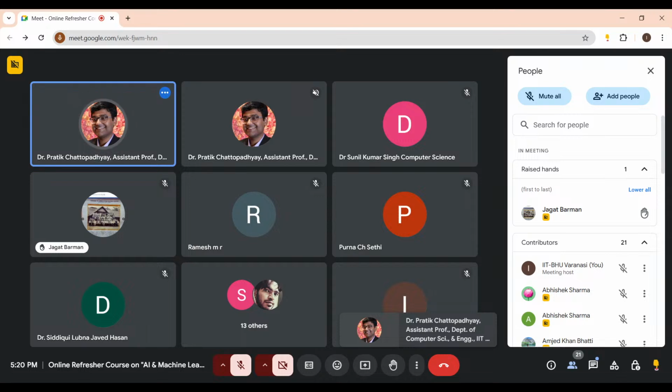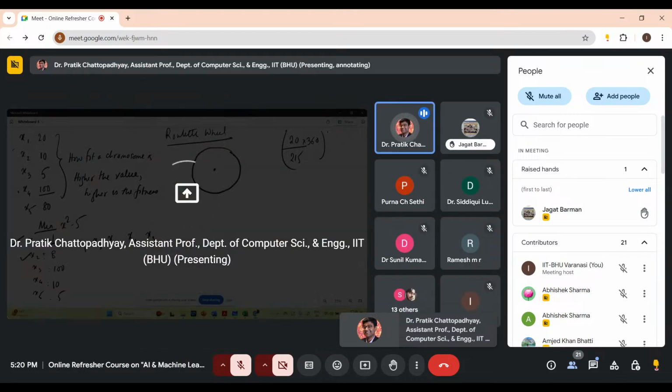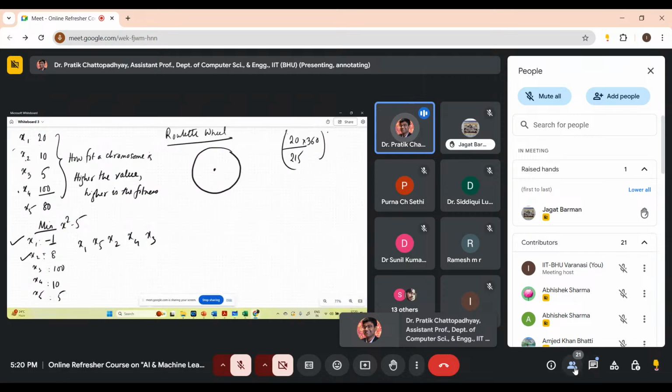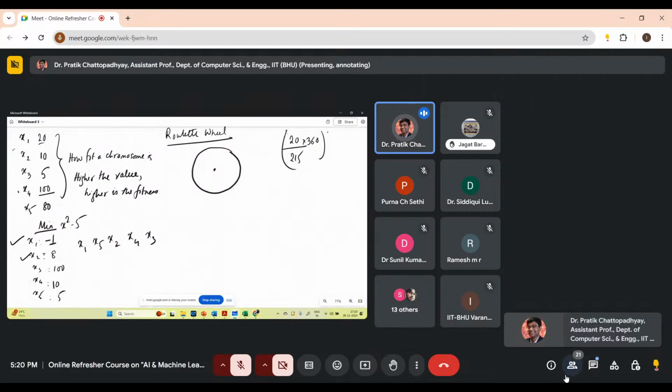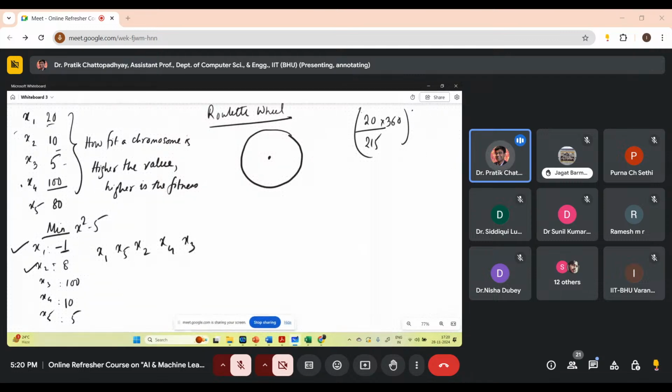Okay, so we were discussing this particular case. We have 5 chromosomes, and these are the fitness values associated with each chromosome. Higher the fitness value, the more fit is the chromosome. Now we think of a roulette wheel where we divide this wheel into a number of sectors equal to the number of chromosomes. We have 5 chromosomes here, so we divide this wheel into 5 sectors.